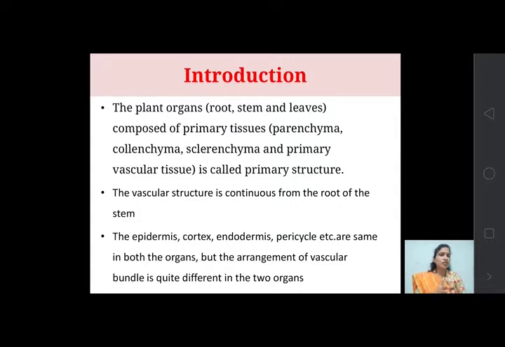The vascular structure is continuous from the root to the stem. So this vascular structure, that is the primary complex tissues, the xylem and phloem, forms a continuous channel. As we have seen, xylem and phloem are tube-like structures, or they act as a pipeline.